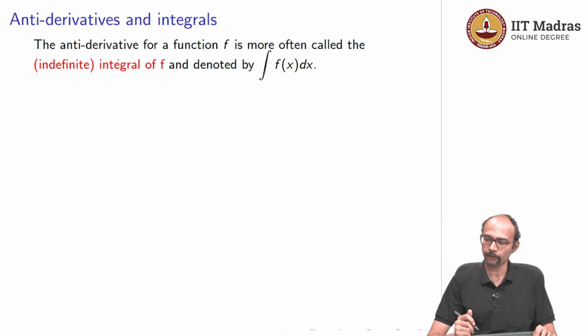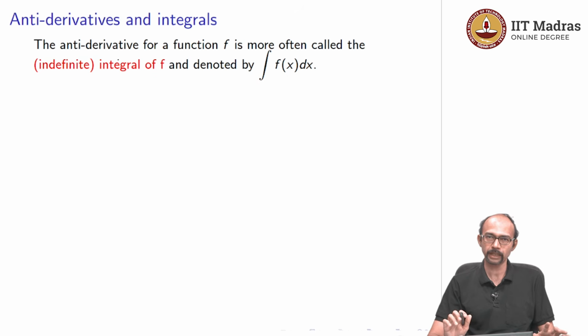So, the antiderivative for a function f is more often called the indefinite integral of f, and it is denoted by integral f of x dx. So, note here that when we have written this integral, there is no a or b here, there are no limits for this integration, and the point here is that when we do the definite integral, that is a number. So, the definite integral is a number which depends on the limits in question. So, it depends on a and b. Of course, if you change a and b, you get a different number, but once you fix a and b, it is some number, whereas the indefinite integral is just the antiderivative.